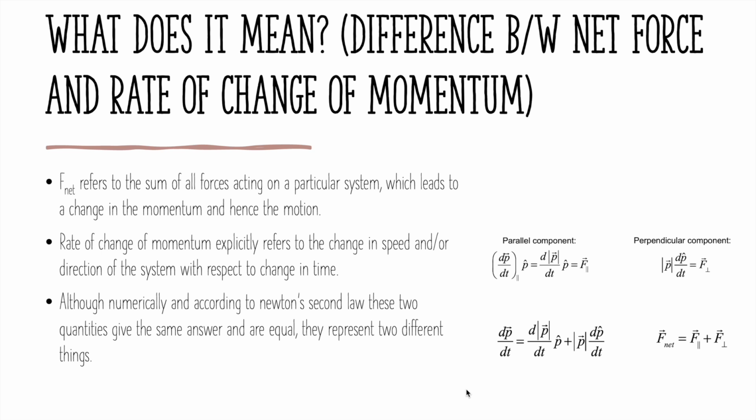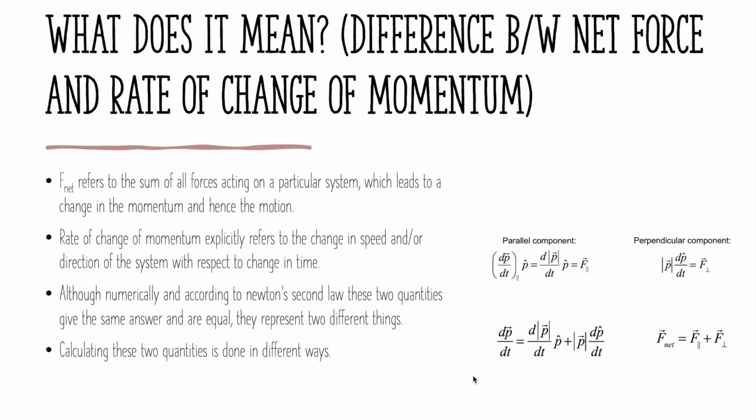Although numerically and according to Newton's second law these two quantities have the same value, they represent two different things. Calculating these two quantities is done in different ways. The net force is calculated by the gravitational force between the star and the black hole in this experiment, and the rate of change of momentum is calculated by the change in velocity.